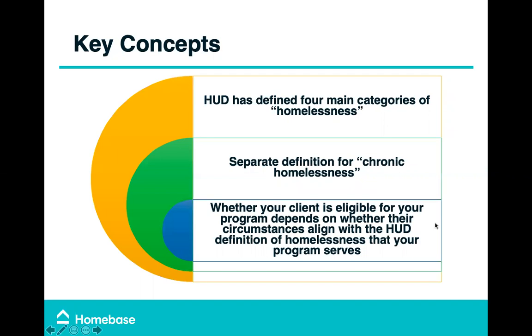A few key concepts we wanted to provide you with before we move into the details. HUD has defined 4 categories under which households are considered homeless for the purposes of CoC-funded projects. And those are what I'm going to get into in a moment. HUD has also published a separate definition of chronic homelessness, which my colleague Monica is going to get into a little bit later. And why do you need to know these definitions? Well, whether your client is eligible for your program depends on whether their circumstances align with the HUD definition of homelessness that your program serves. And that's a very important point to remember.